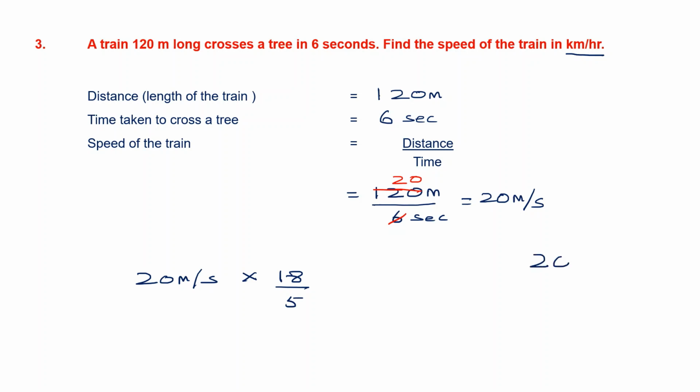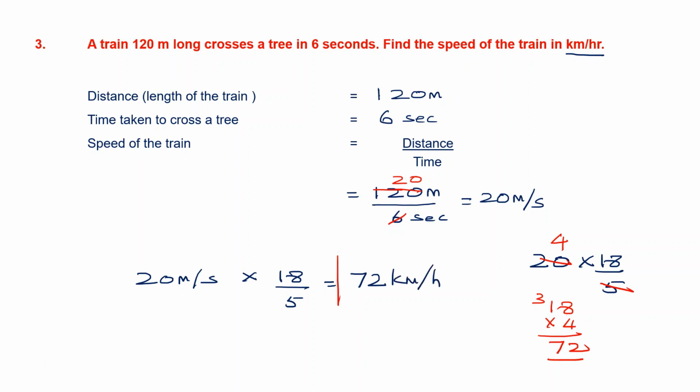So let's do that. 20 into 18 by 5. Here we can cancel 5 and 20. 5 fours are 20, and multiply 18 by 4. So let's multiply 18 into 4. 4 eights are 32, carry 3, 4 ones are 4, 5, 6, 7. So we have 72. So 72 kilometers per hour is the speed of the train. So this is our answer, 72 kilometers per hour.